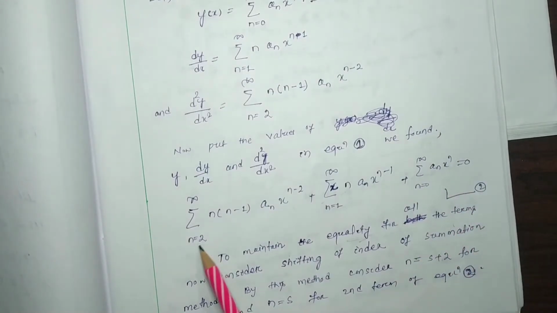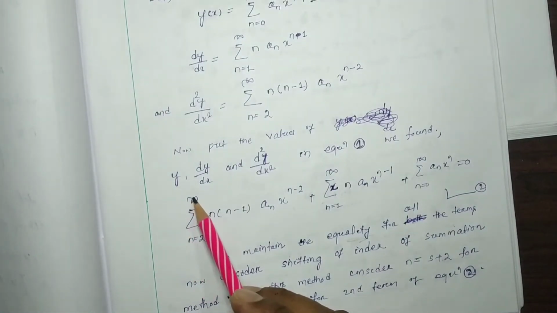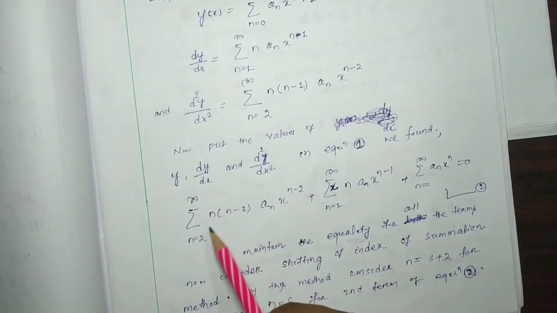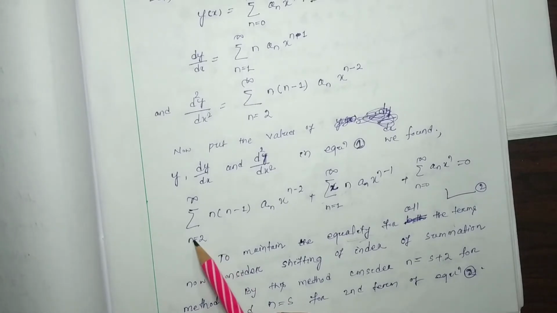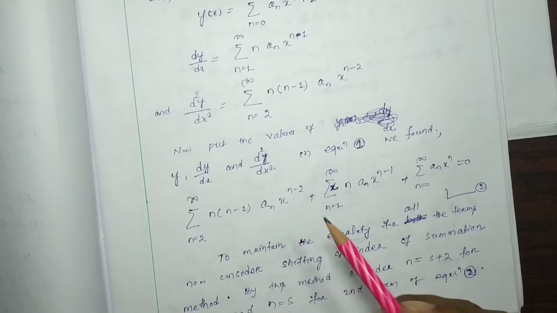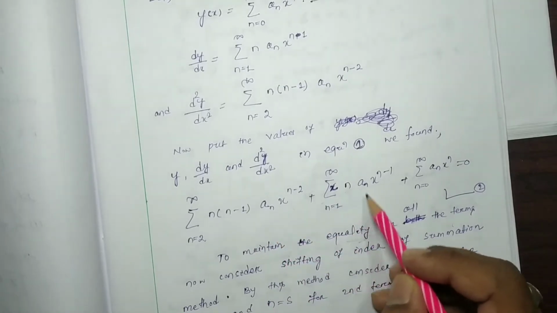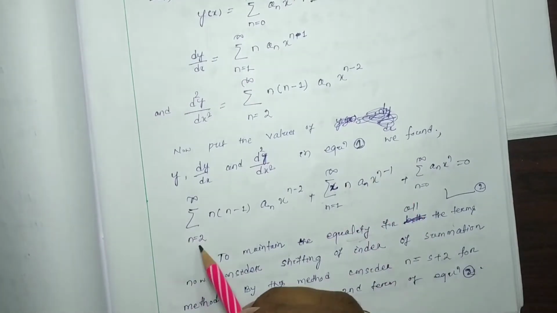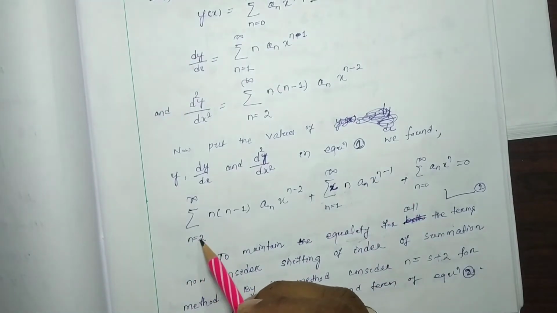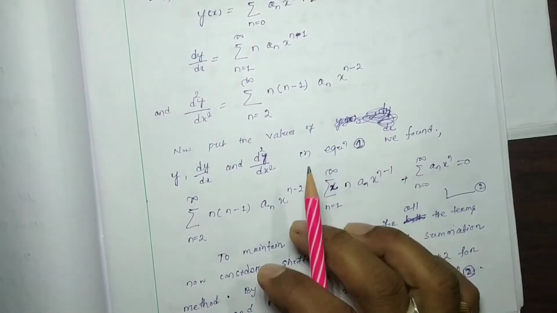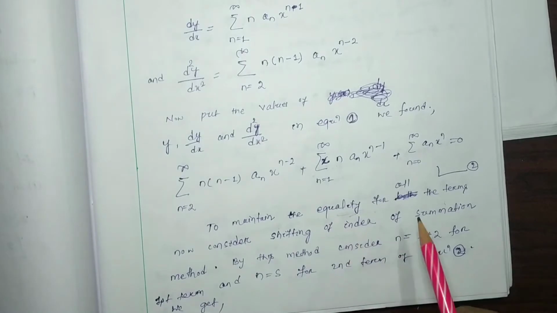Here we have considered n equal to 2 to infinity, because if we consider n equal to 0, then this value will be 0, and if we consider n equal to 1, then this value also will be 0. Likewise here, if we consider n equal to 0, this term will be 0. So only for that the summation starts from n equal to 2 to infinity, and here from 1 to infinity, to maintain the equality for all terms.